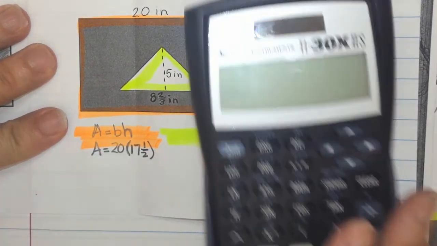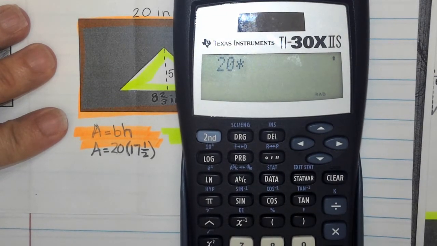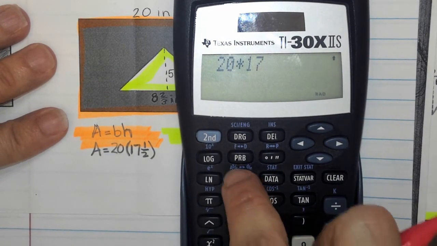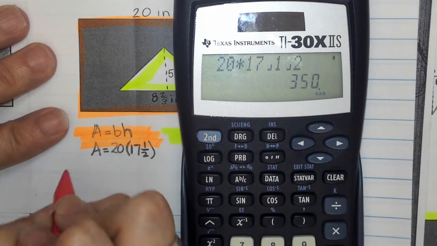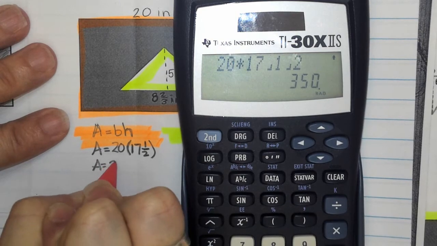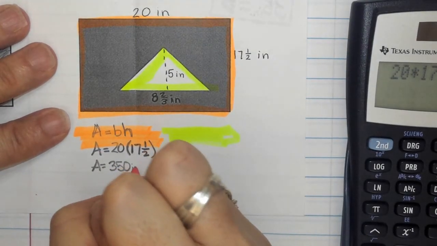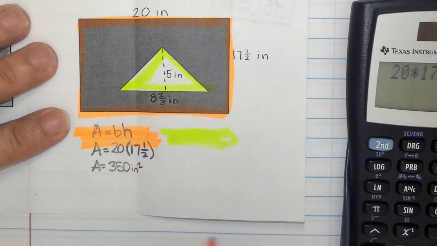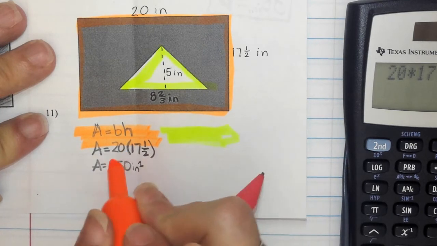I use my handy dandy calculator. 20 times 17, 350. Okay, it is 350 inches squared. And that is literally just the big fat rectangle.